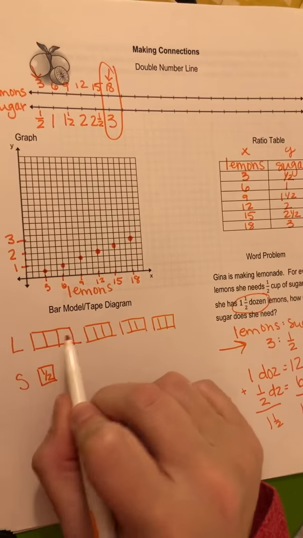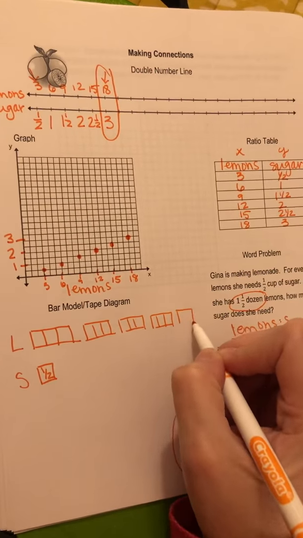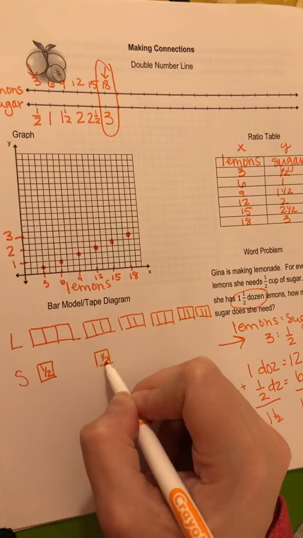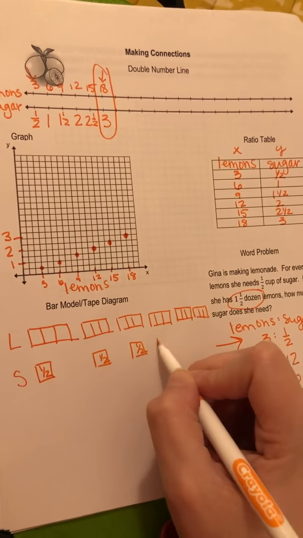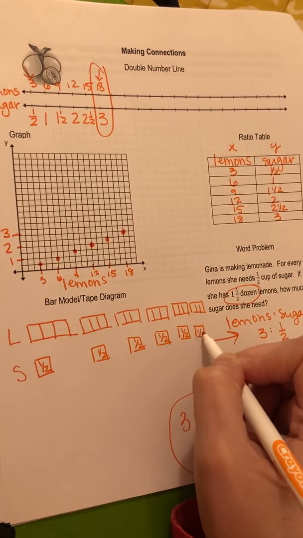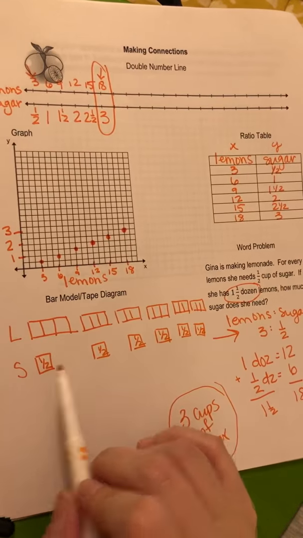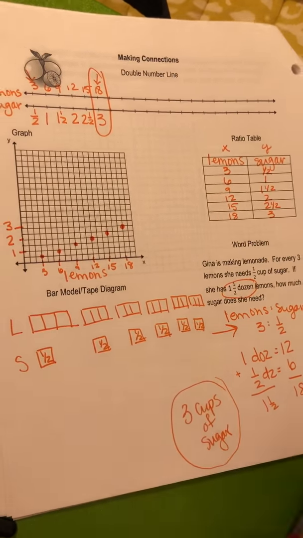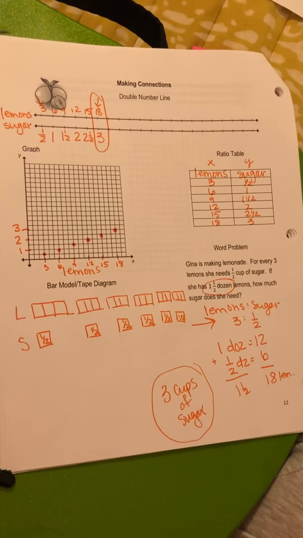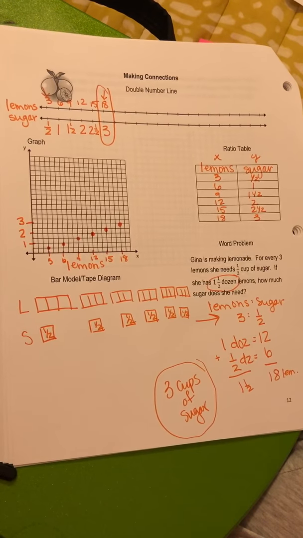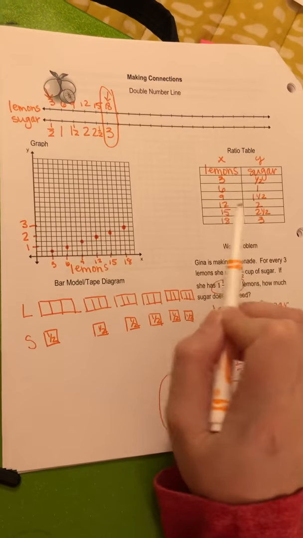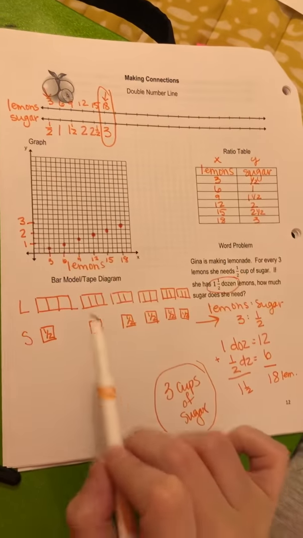Miss Wesley's not being super neat. So we've got 1, 2, 3, 4, 5, 6. And then every time you're adding another half of sugar. So we've got 18 lemons. So we've got 1, 2, 3 cups of sugar. So you can pause the video here if you need to copy down any of this work. So now we've reviewed everything we've been working on for the last few weeks. We reviewed ratio tables, graphing, double number lines, bar modeling.